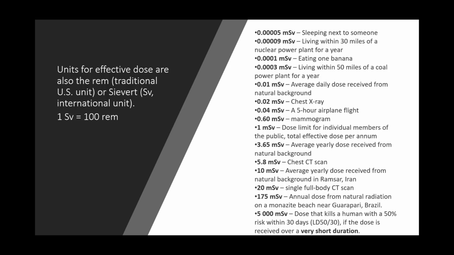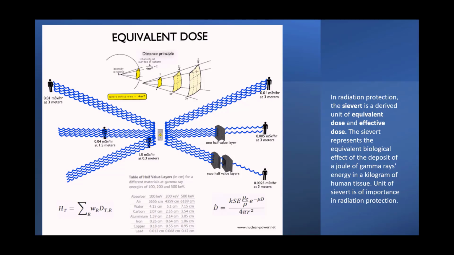Again, terminology and understanding and really putting things in perspective makes a difference when you're talking about radiation protection. So let me not be a victim of my own ranting and raving on misinformation. Let's be very precise. The sievert is what we use to calculate the biological effect of radiation dose from ionizing radiation. In radiation protection, the sievert is a derived unit of equivalent dose and effective dose.